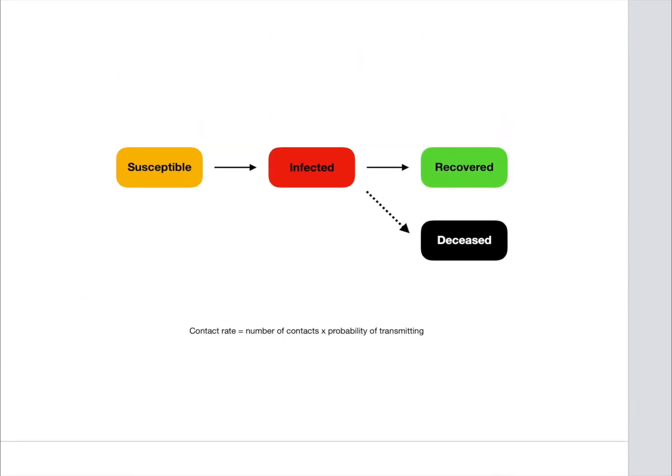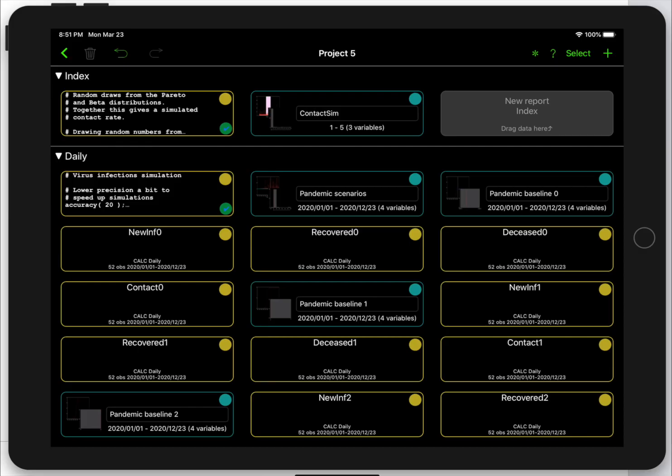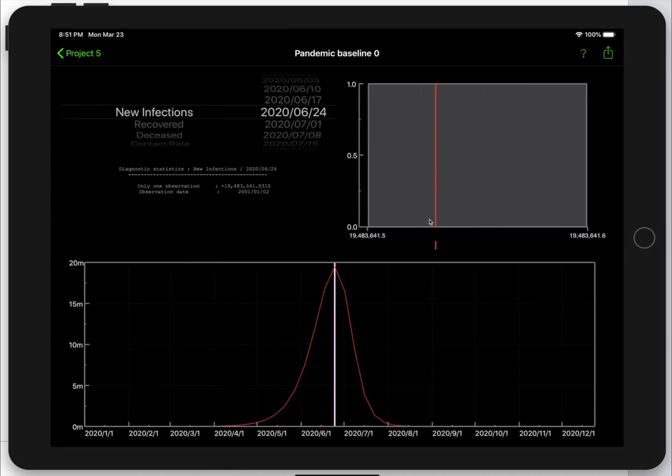Okay, so let's go back to the simulations. So first, let me show you the baseline outcome. So there's the baseline.